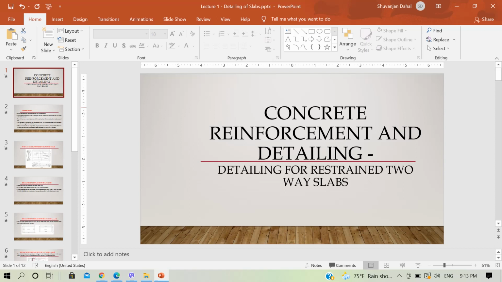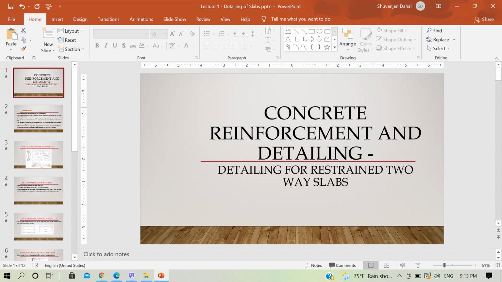And I also told you that we would do the design of a two-way slab in our next lecture. But before starting with the design, I think we have to learn something about detailing of slab. So I wanted to start a new video series on concrete reinforcement and detailing with the detailing for restrained two-way slabs.